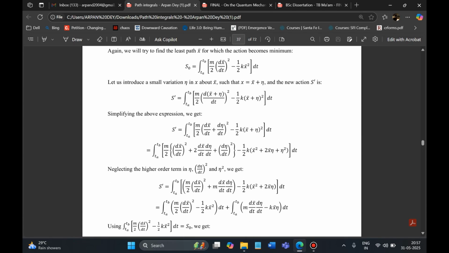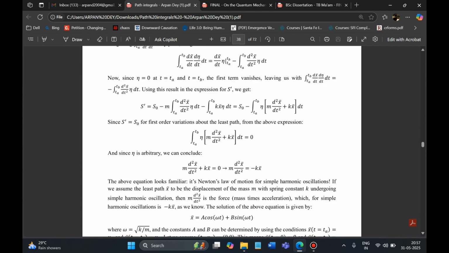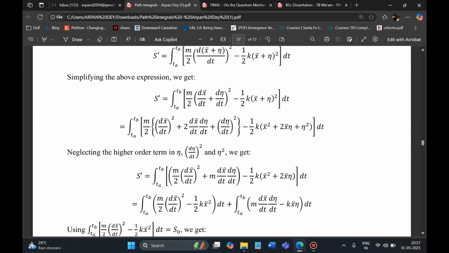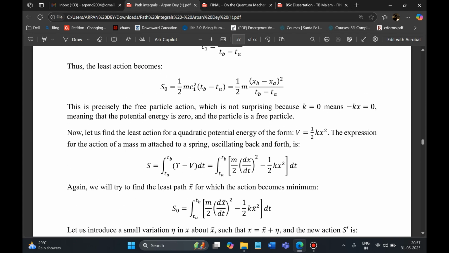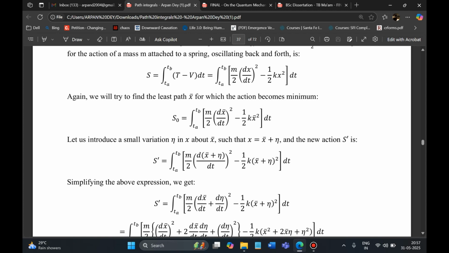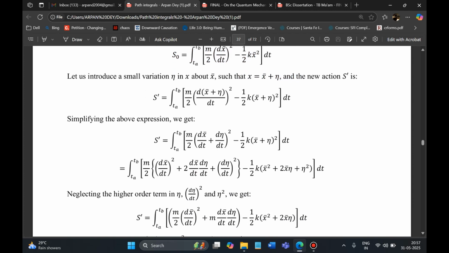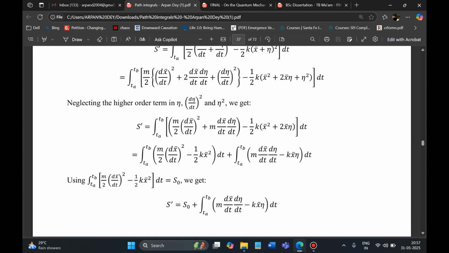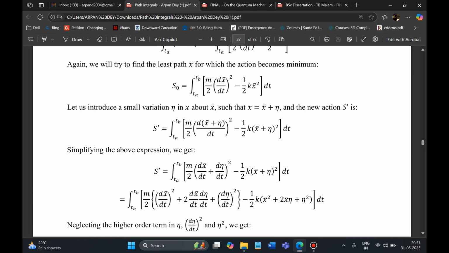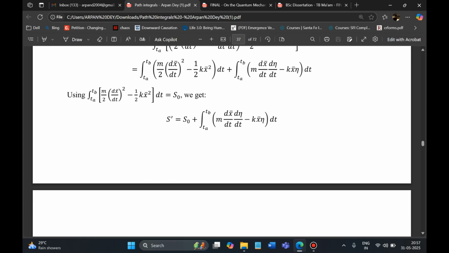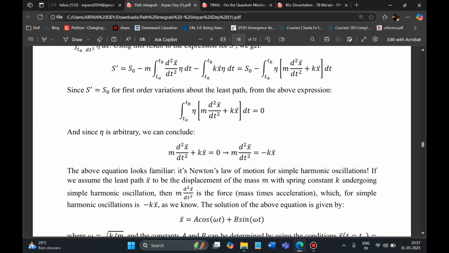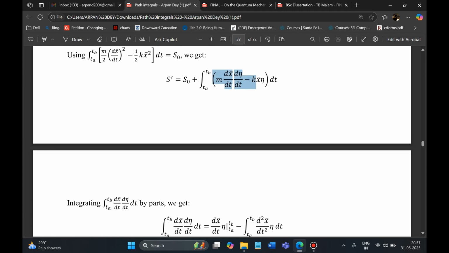Okay, so let's quickly go through this quadratic potential as well. We'll be following the same procedure, so like I said, I won't be discussing it in great detail. We start with this least path x bar, and we find an action S naught, the least action. We assume x equals x bar plus eta. Then we do these manipulations, integrate by parts, and group and ungroup terms. The only difference is that here we have minus half kx squared and not just minus kx. Following the same procedure, you should get S prime equals S naught plus this expression right over here.